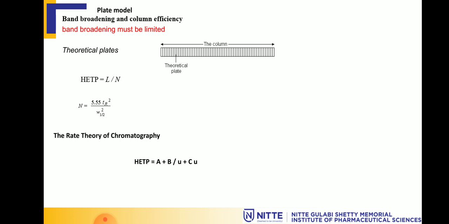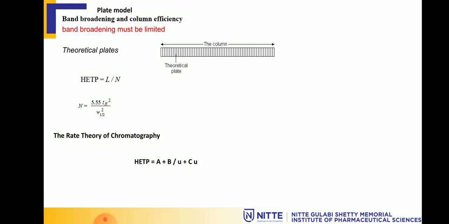The next one is longitudinal diffusion. The meaning is that when you look at the sample concentration, the sample concentration in the center of the column is more as compared to the side of the column. So what happens? There may be continuous diffusion from the higher concentration towards the lower concentration, which gives the broadening of a peak.